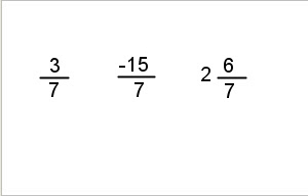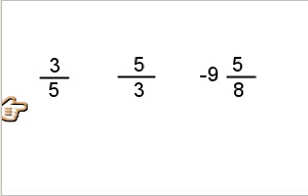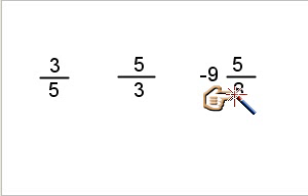So if you take a look at these three fractions, you see that they have the same denominator. So they have like terms, so they can be combined. 7 is the denominator in each case. But if you look at these fractions, you'll see that the denominator is different in each case. So these ones cannot be combined without doing an extra step to them.